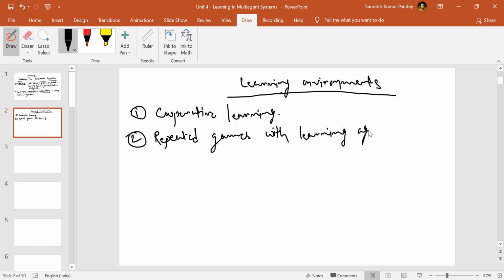We will discuss this at length, but just to remind you, when we were discussing repeated games, we talked about playing the same game many times, and then based on certain probability, we discussed which action or strategy can be chosen. That comes as part of repeated games with learning agents.